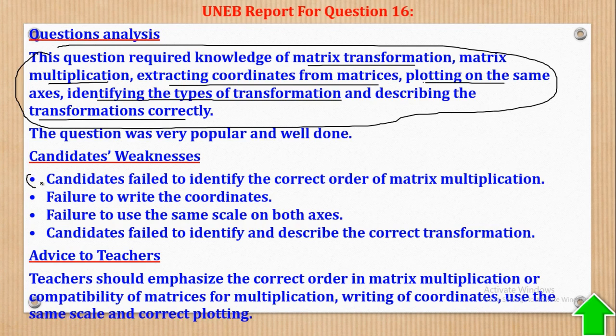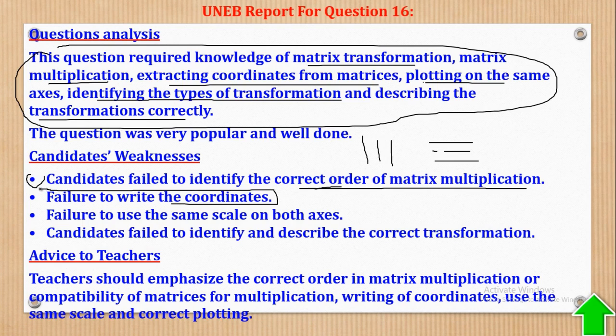However, some candidates failed to identify the correct order of matrix multiplication. Remember, for matrix multiplication to be correct, the number of columns of the first matrix must be equal to the number of rows of the second matrix. Then 2 is failure to write the coordinates. Some students just stopped at matrix multiplication, but you have to extract them out in coordinate form. That's why you can get that A1, otherwise you'll only get M1 for matrix multiplication.